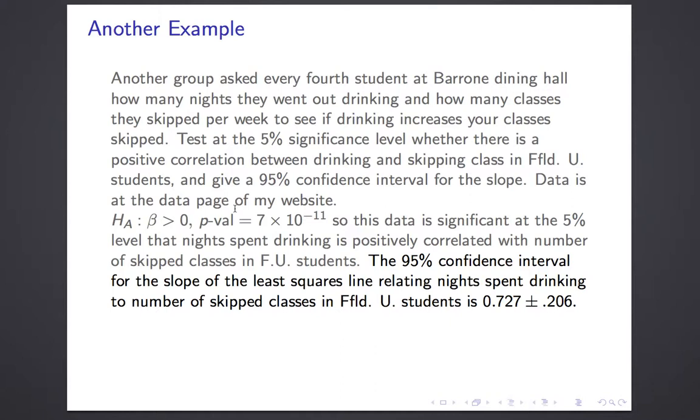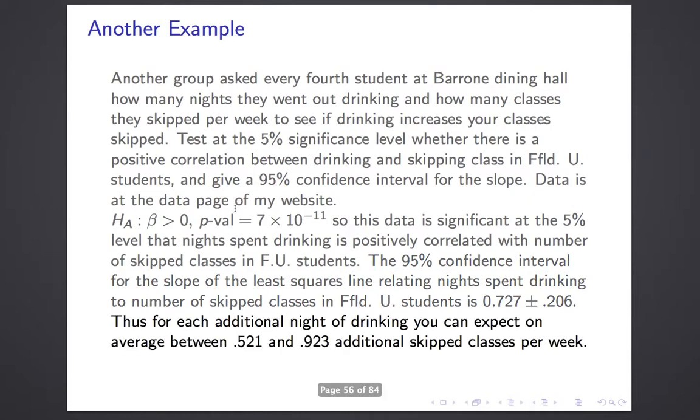This was a much stronger association, and you can see that the confidence interval is a bit narrower. It only goes from 0.5 to about 0.9 something, but it's still not all that narrow. It's hard to do inference with linear regression unless you have a lot of data. So for each additional night of drinking, you can expect on average to skip an additional 0.5 to 0.9 classes per week.